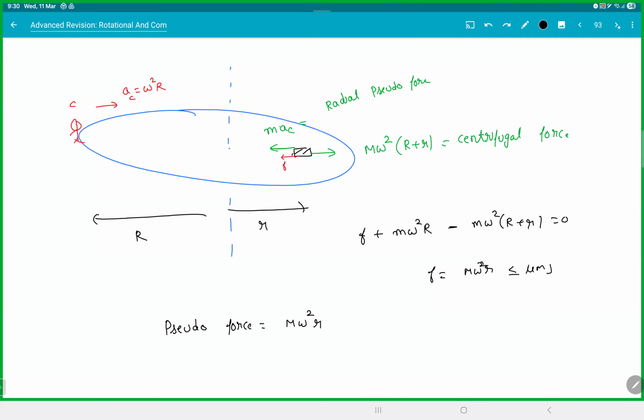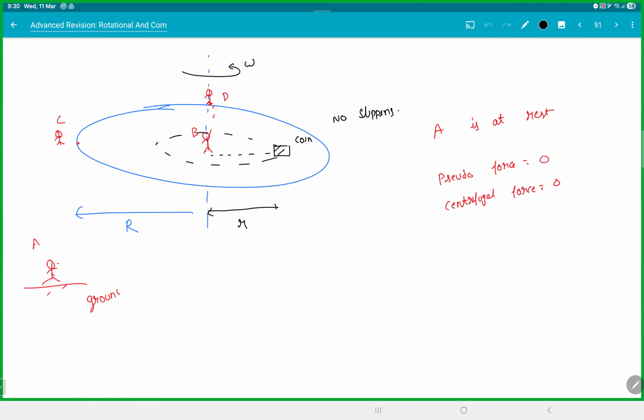Is that making sense? Can you try for D? I'll give you a minute. If you stand at D and solve the problem, how will the forces look? So remember, there will be two pseudo forces, one because of rotation and one because of my own acceleration in the radial direction.